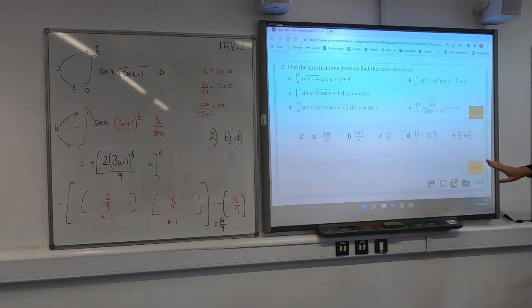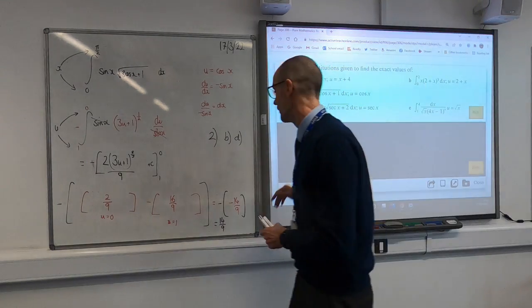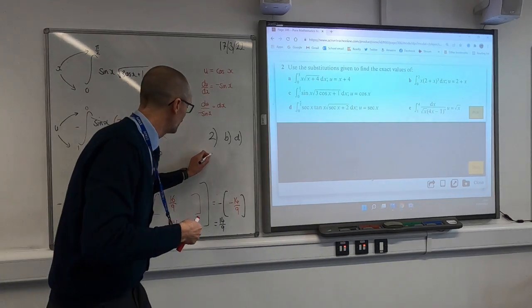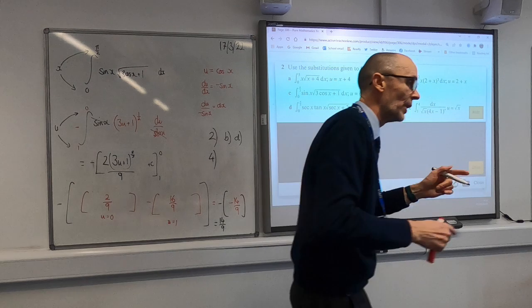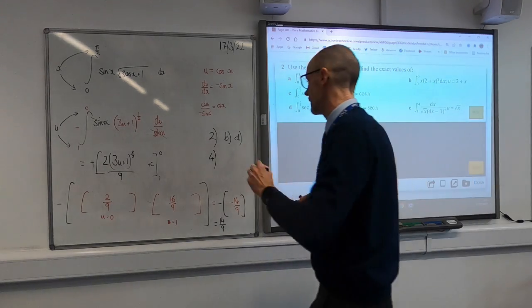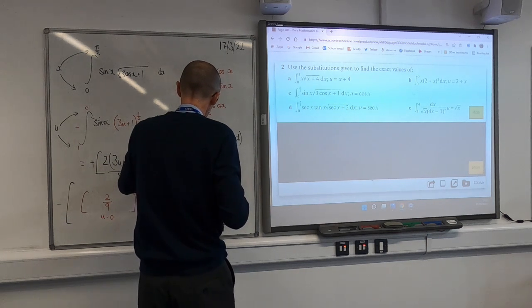So just have a go at B, which is a little easier, no trig, and then have a go at D, which is a bit harder with trig. And then question 4 is the sort of progression where you've got to work out your own substitutions. So this is on page 306. And this is on page 307.